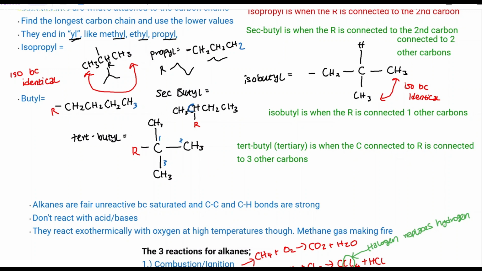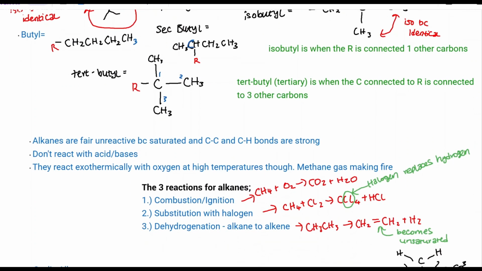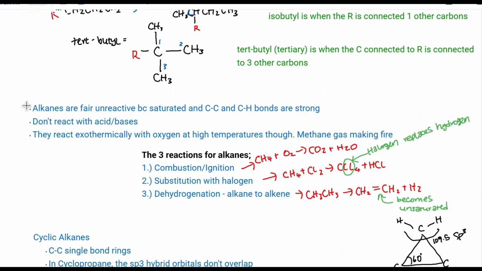But I think we are done with this part, and then move on to the next part, where alkanes are fairly unreactive. That's another thing to remember right here. Let me highlight it. Fairly unreactive because they are saturated. And the reason why is because carbon-carbon bonds are strong, and it's hard to break apart. And we know that single bonds usually have sigma bonds, which are stronger than pi bonds, which double bonds have. So it's harder to break apart. That makes it less reactive.